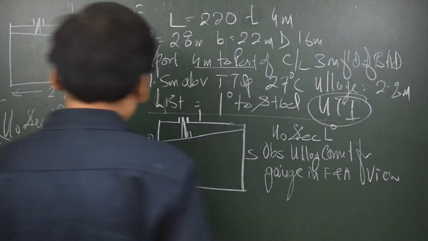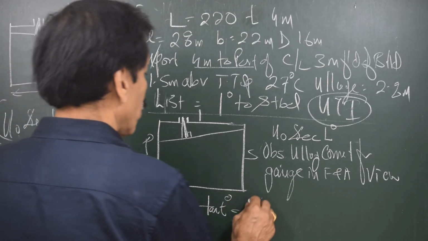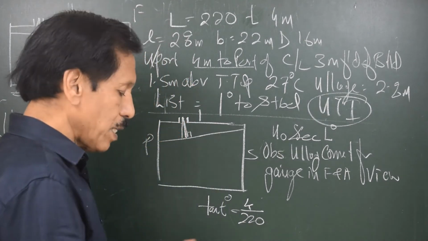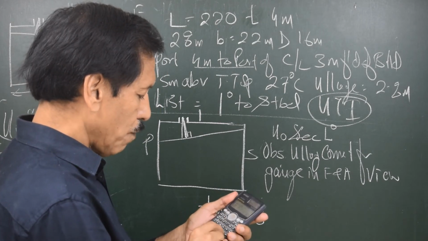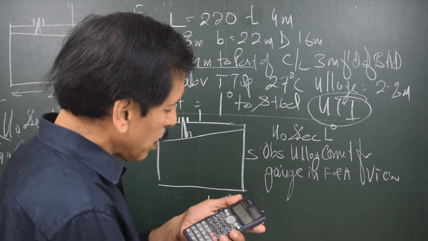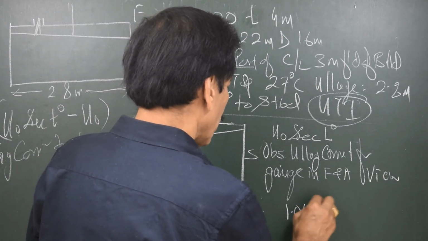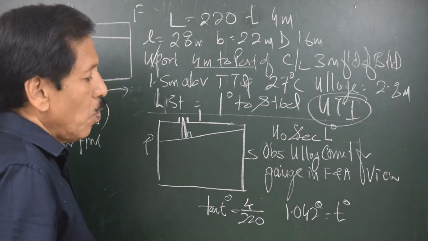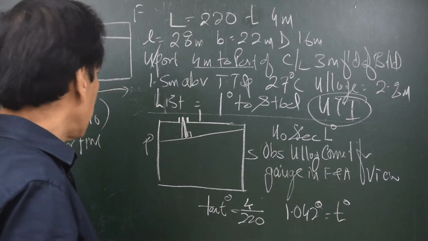So the question here is, what is trim angle? Tan of trim angle is equal to trim upon LBP, right? So this is tan of trim angle. To get the trim angle, I do 4 divided by 220 equal to, and shift tan gives me 1.042 degrees, which is equal to the trim angle. Okay, so 1.042 degrees is the trim angle, and I want u0 sec trim angle minus u0.